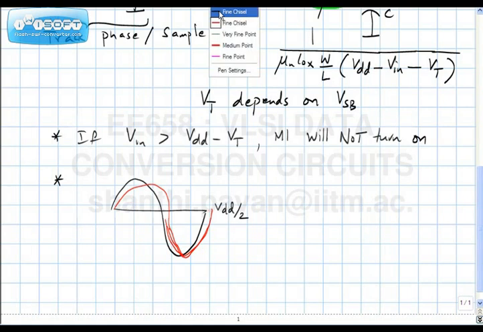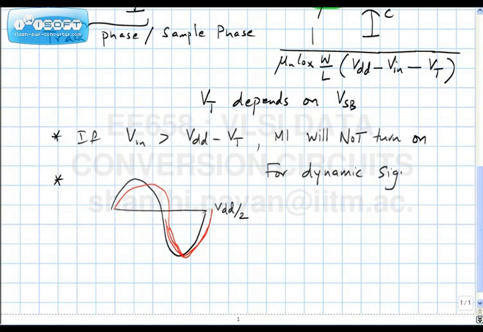For dynamic signals, there is distortion. And this is harmonic distortion because the input is a clean sine wave and the output certainly doesn't look like a sine wave, because different parts of the sine wave have been delayed by different amounts. Okay. So distortion is something you should expect.